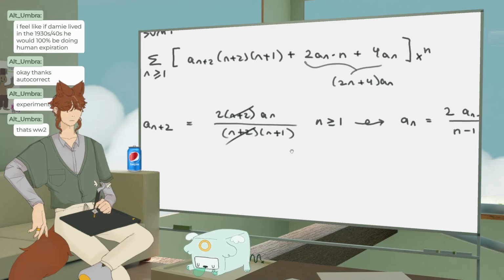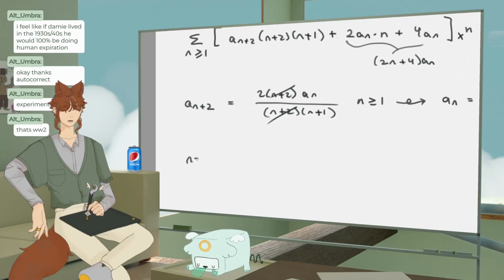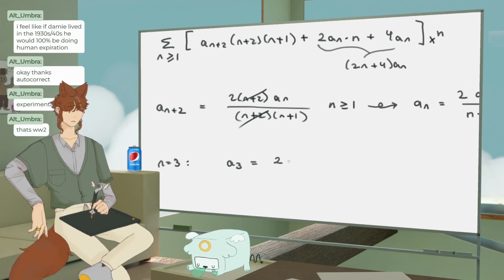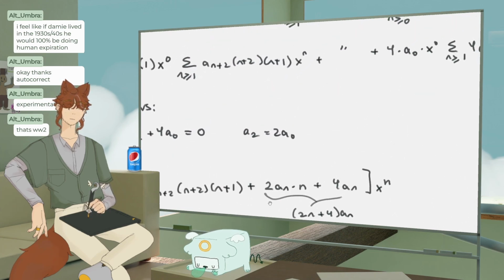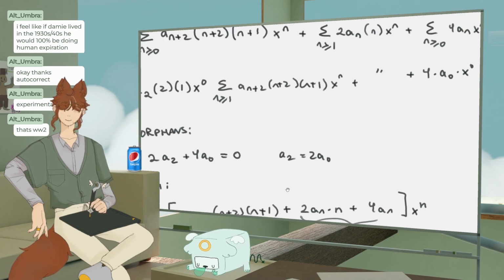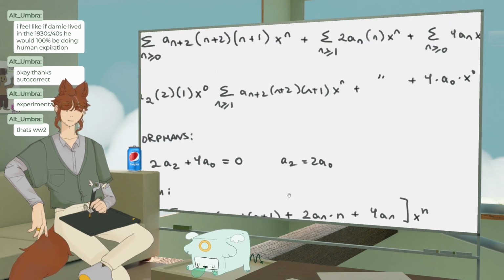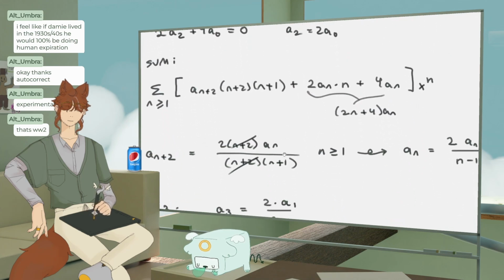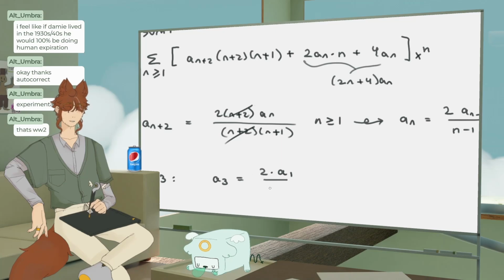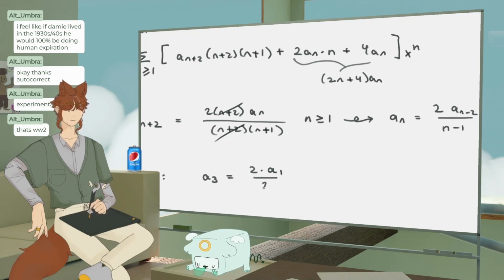Okay, so now we get to solve recursion. For n equals 3, we have a3 equals 2 times a1 over n. Maybe that's okay. That seems weird. Over, okay, n minus 1 is 2.